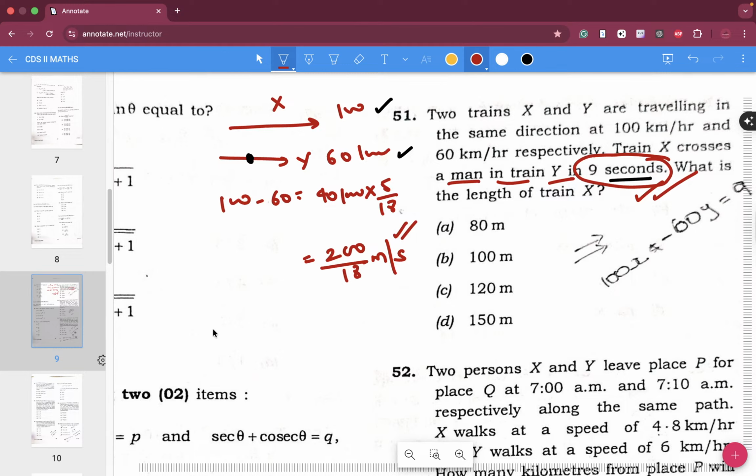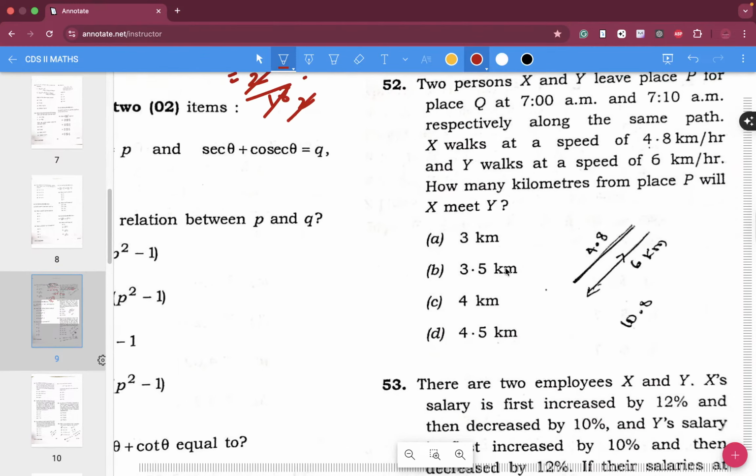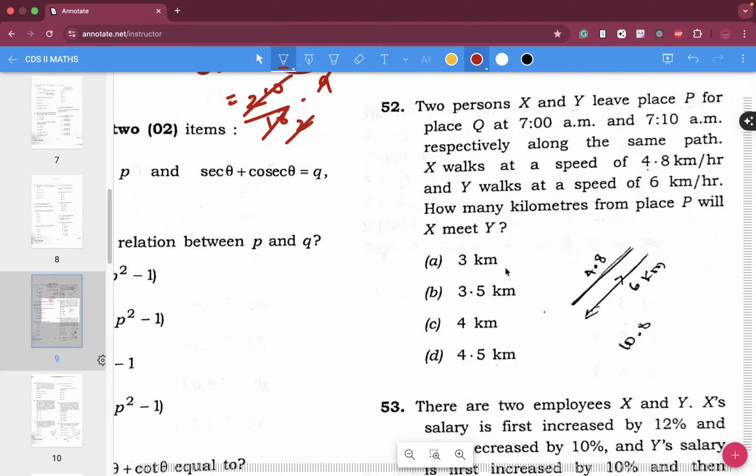You know distance is equal to speed into time, right? Over here distance is how much? We don't know, this is what we have to find. Distance is basically going to be the length of your train X. Speed over here is 200 by 18 and time is 9. We have all the consistency of the unit, so you can simply cut like this, and 100 meter is going to be the answer to question number 51.